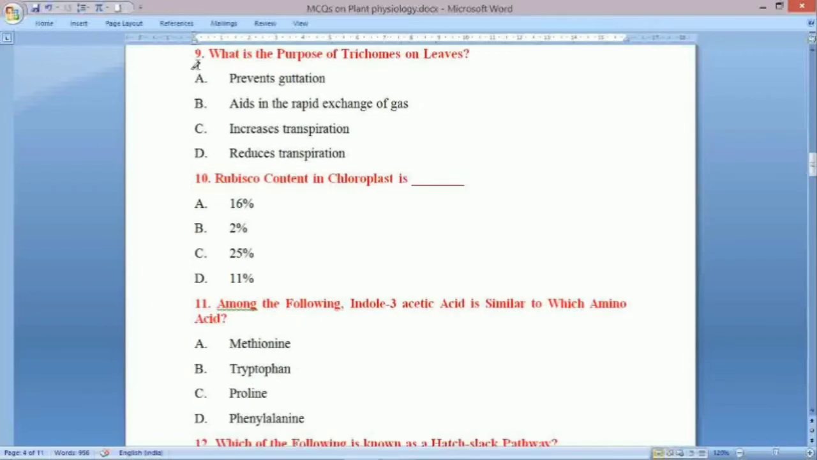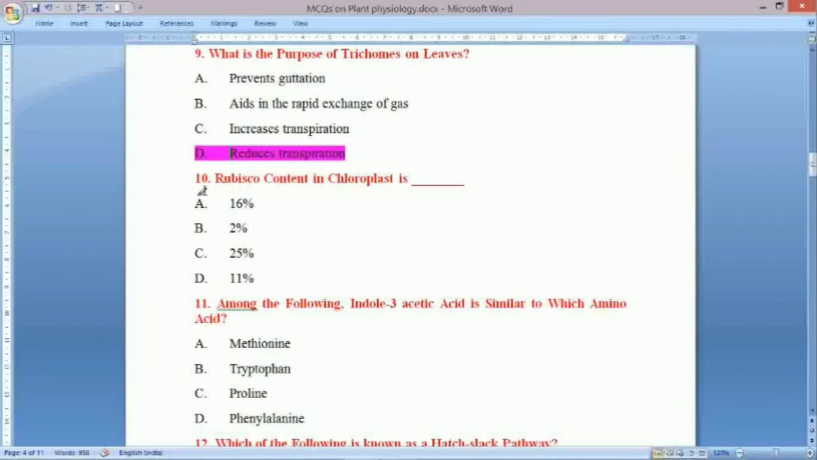Next question, question number 9. What is the purpose of trichomes on leaves? And option is A, prevents guttation, B, aids in the rapid exchange of gas, C, increases transpiration, and D, reduces transpiration. And here the right answer is option D, reduces transpiration.